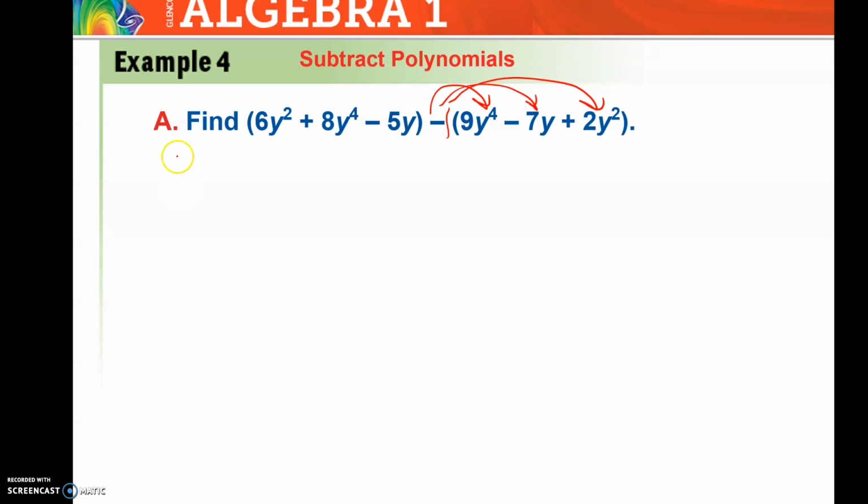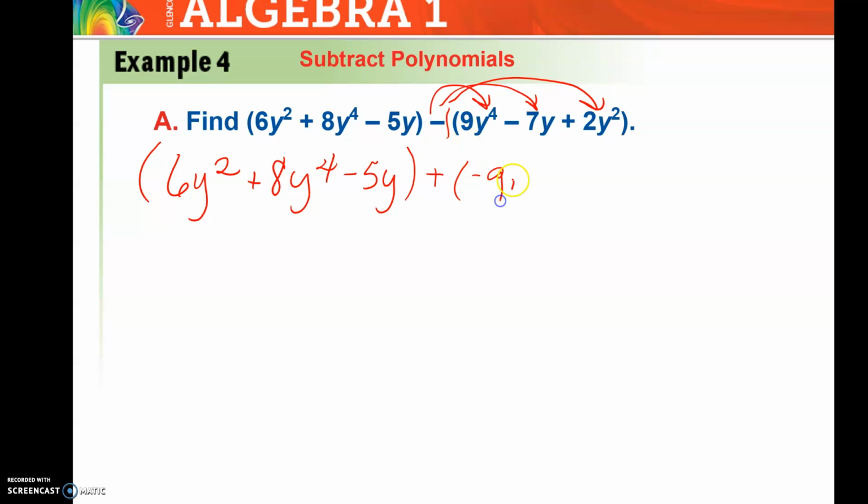So I would rewrite this as, the first one doesn't change because I'm not subtracting that. I'm only subtracting everything in this. Not just the 9y to the 4th, but I'm subtracting everything. So I'm going to add their inverse. So I'm going to change this to addition and change all of these signs. So that's a positive, so it becomes a negative. That's a negative, becomes a positive. That's a positive, becomes a negative.